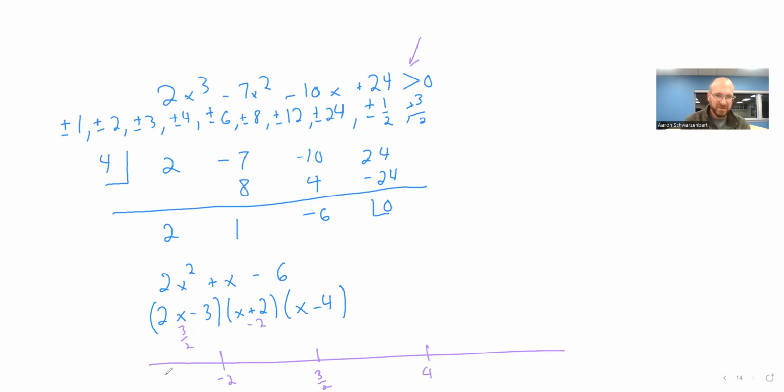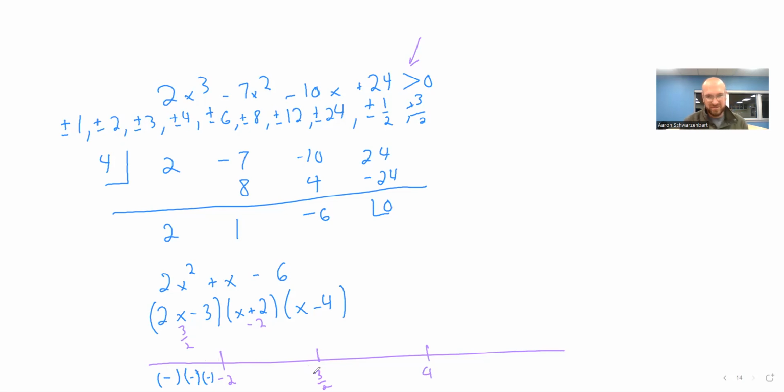I'll start over here. I'm going to put them below just for space. With a number like -3, 2 times -3 minus 3 gives me a negative for the first one. -3 plus 2 is negative for the second one. -3 minus 4 is also negative. This is a net negative. It is not greater than 0 here.